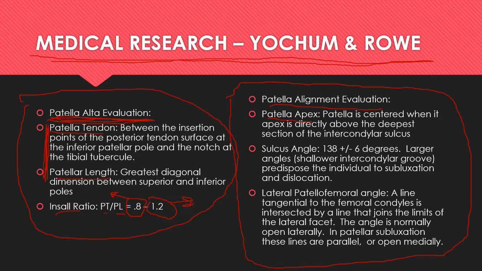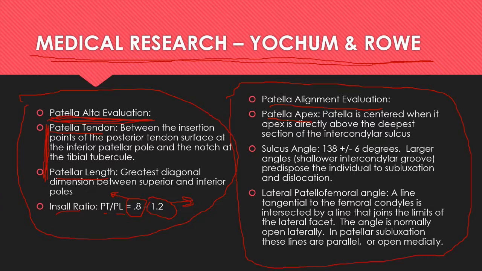The normal sulcus angle is 138 degrees plus or minus 6 degrees. So that's a range of 132 to 144 degrees. Larger angles, such as 144 or 150 or 160, indicate a shallower intercondylar groove, which predisposes the individual to both subluxation and dislocation. And then finally, we're going to measure the lateral patellofemoral angle, which is aligned tangential to the femoral condyles, which is then intersected by a line that joins the limits of the lateral patellar facet.